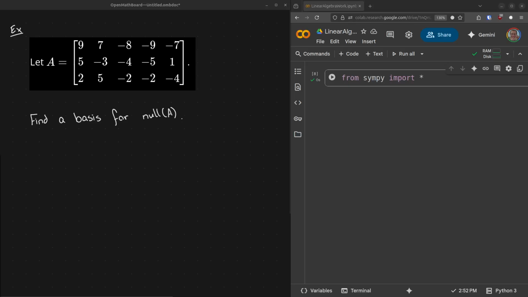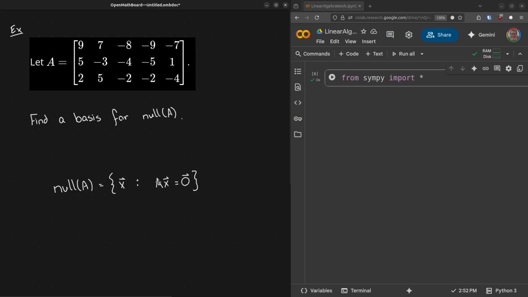To get a better feel for the null space of A, it's best to jump right in with an example. So we have a matrix A. We want to find a basis for the null space of A. So the null space of A, remember, is going to be all vectors x. Let me write it this way. The null space of A is equal to all vectors x such that A times vector x is equal to the 0 vector.